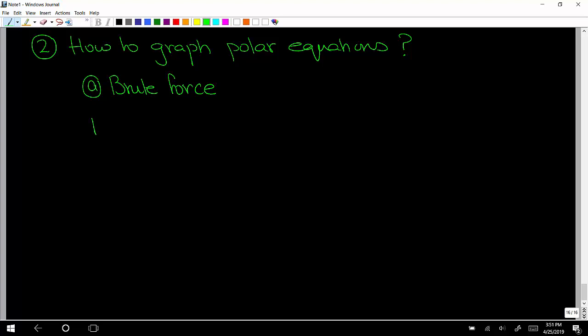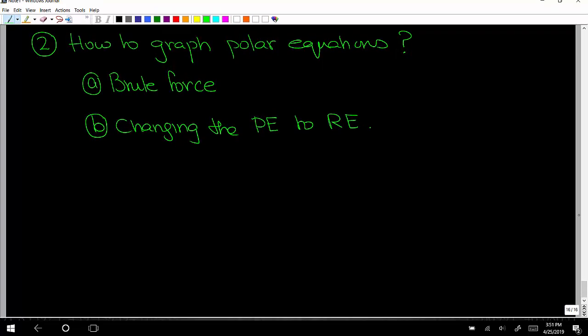The second method is by changing the polar equation to a rectangular equation. By that I mean doing what we did up here.